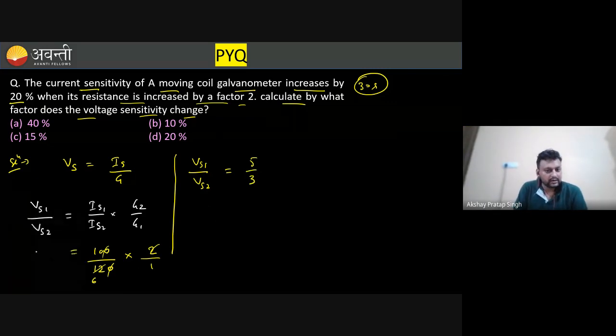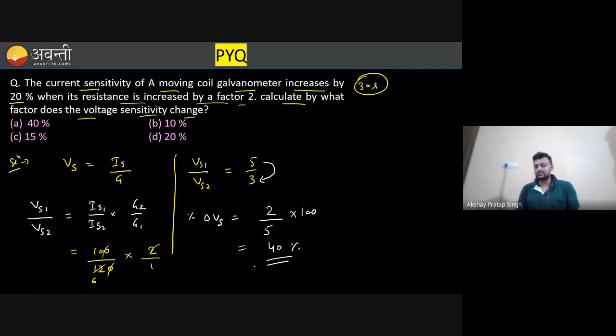Now you can see that voltage sensitivity decreases by 2. Or you can ask what the percentage change in voltage sensitivity is. The change is 2, it is decreased by 2. The original value is 5, multiplied by 100. That gives 40%. This is the answer. So the correct answer is option A.